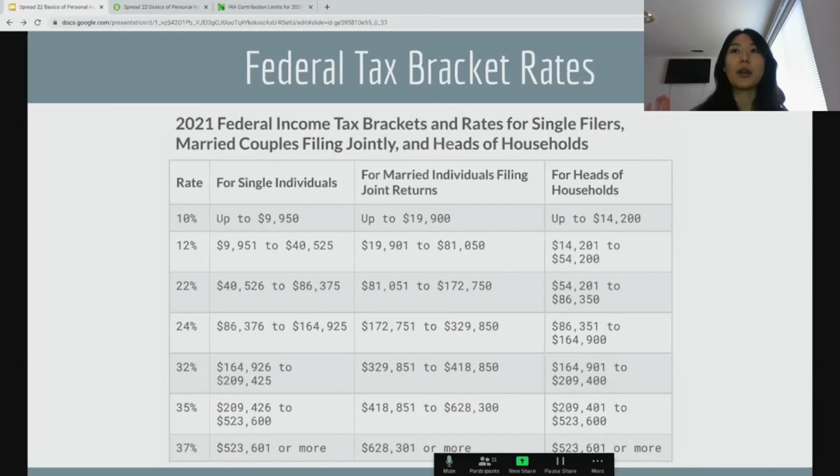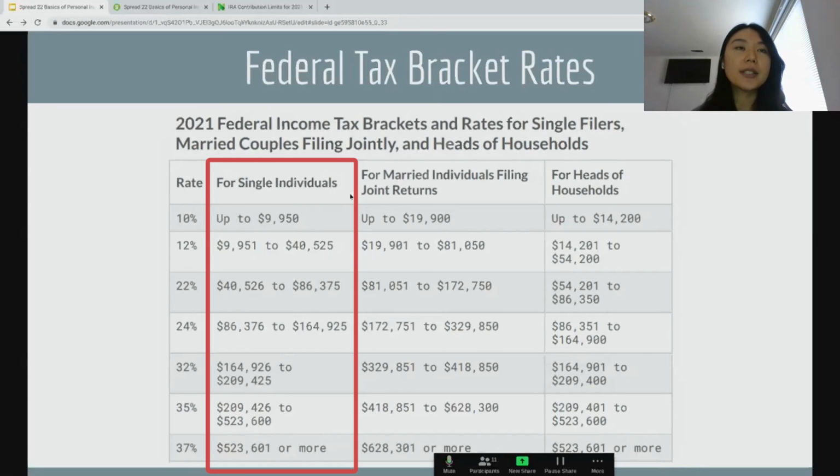This chart, if you're looking at it and you're going, what is going on? No worries, we're going to break this down. But really, remember I told you how brackets are ranges of taxable income. So under single individuals, we'll focus on that now. So this is for single filers. They're breaking up your income into sections, right? So the first section is 0 to 9,950. The next section is 9,951 to 40,525. And all these sections are taxed at different rates.